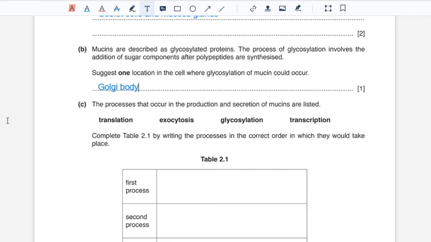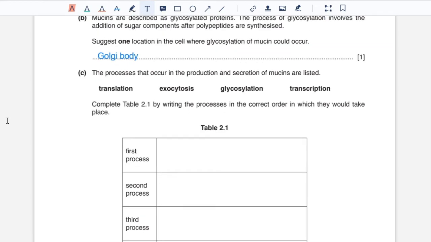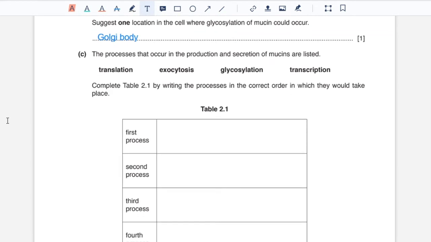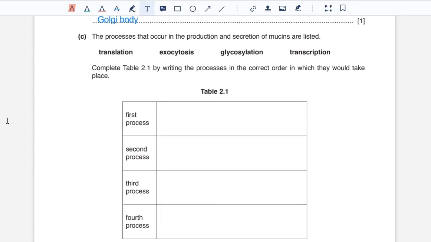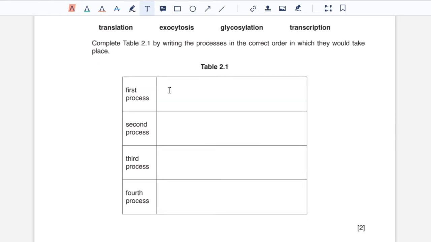C. The processes that occur in the production and secretion of mucins are listed. Complete table 2.1 by writing the processes in the correct order in which they would take place. So you've got transcription and translation, which is the production stage, and then you've got glycosylation, which is the processing of protein, and then it would be secreted by exocytosis. So we start off with transcription followed by translation.